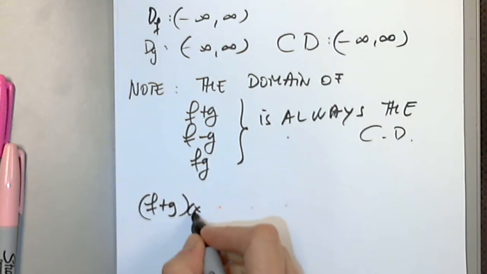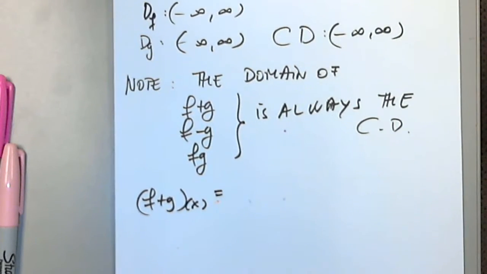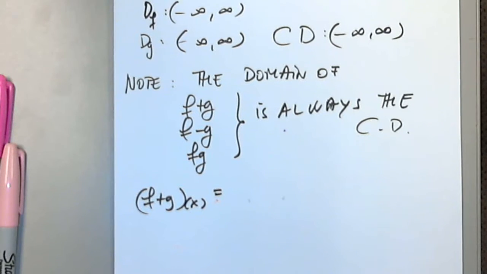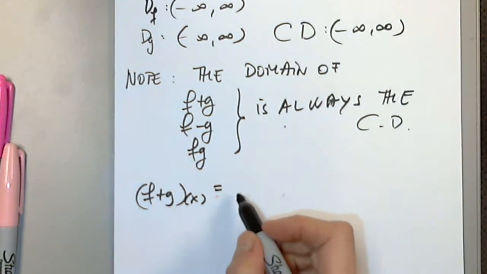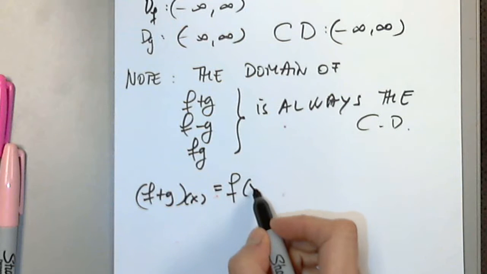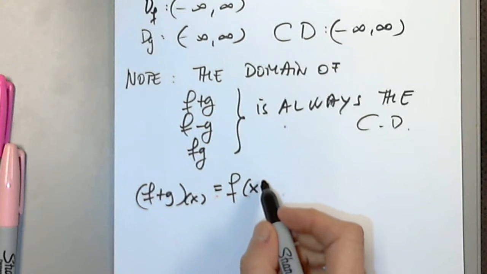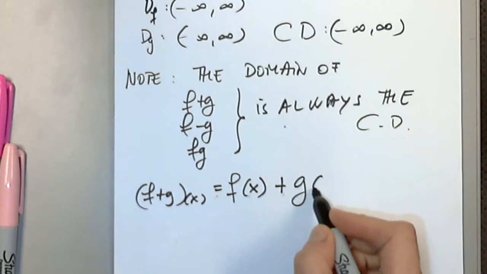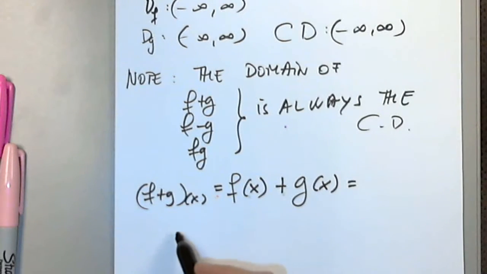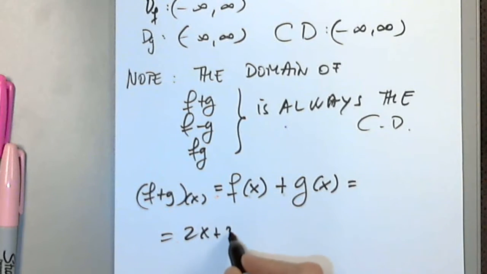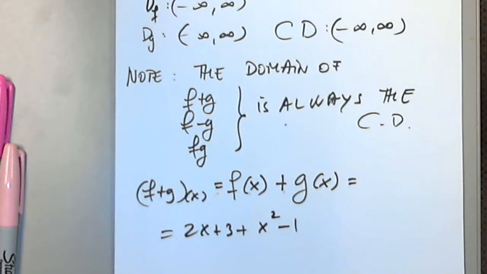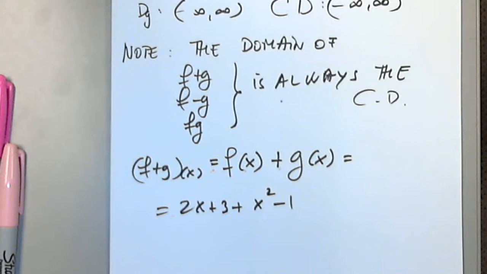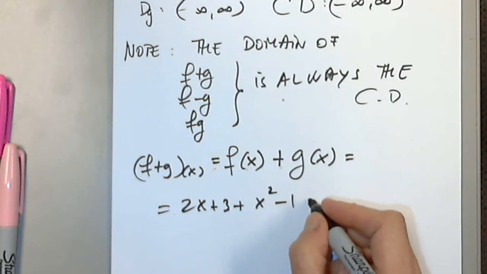Now I want to determine those. f plus g of x. I have to write the definition. One more time, what does this mean? It's f of x plus g of x. Okay, very good. So I replace them: 2x plus 3 plus x squared minus 1. I have to rearrange the whole thing in descending order.